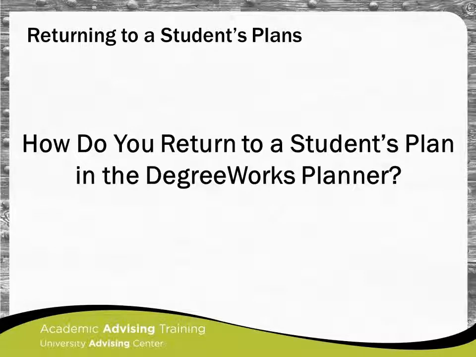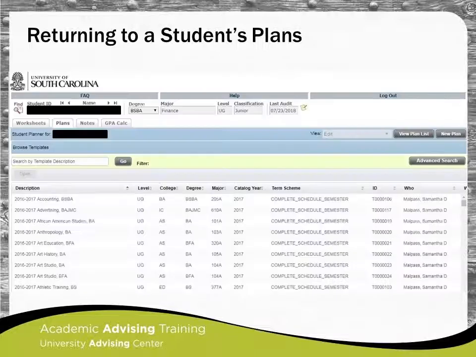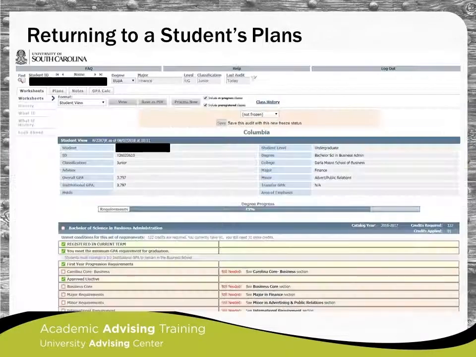Returning to a student's plans. A student may have multiple plans on their record. If you are in an existing plan, select the View Plan List button or select the Plans tab once more. From anywhere in DegreeWorks, select the Plans tab to see a full view of the student's degree plans. Double-click on a plan to open it.